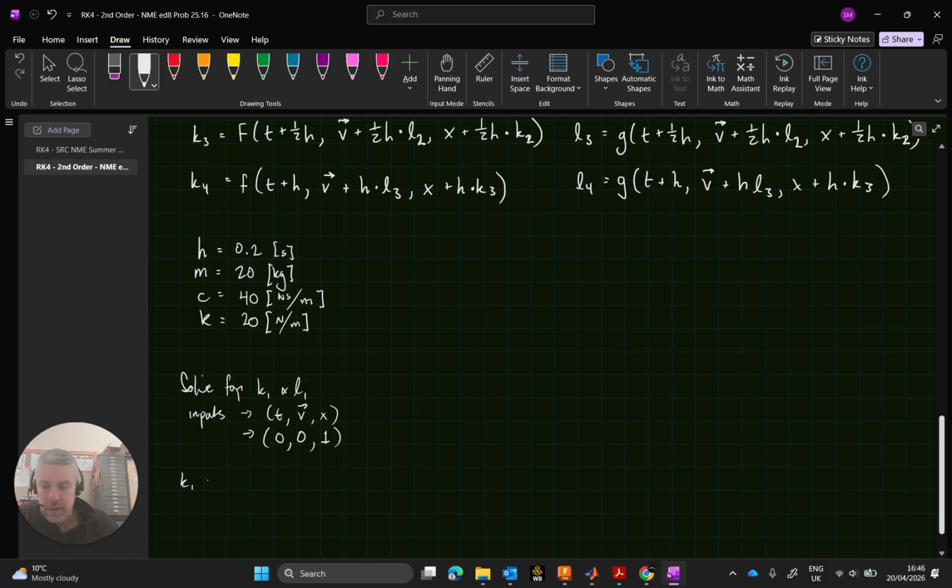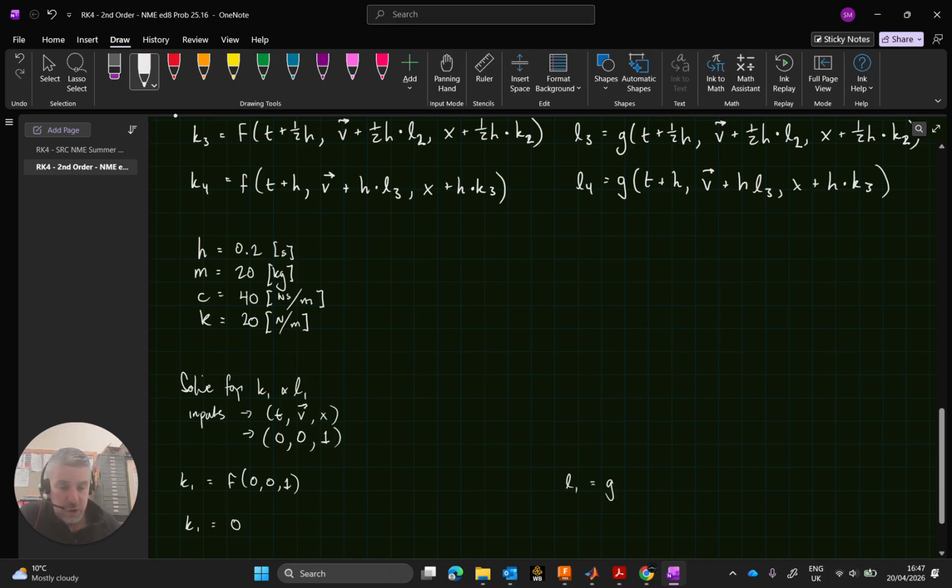K1 is equal to the function value, well, the function itself at 0, 0, and 1 at these values here. The function f is equal to v, right? That's what it is. Means that I'm only going to use the v value. So here, K1 is equal to 0. That's it. Shouldn't even put in a full stop there. Now, L1 is going to be slightly more involved.